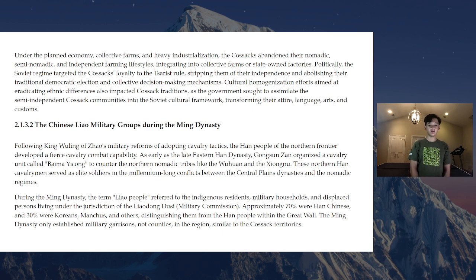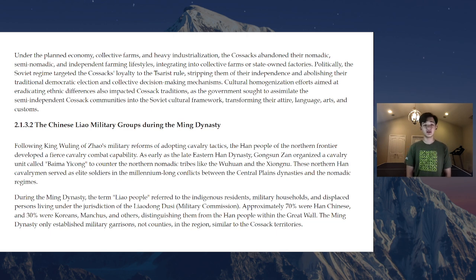Now let's talk about the Chinese Liao military groups. So the Han people of the northern frontier developed a fierce cavalry combat capability. As early as the Eastern Han Dynasty, they organized a cavalry unit called the Baima Yicong to counter the northern nomadic tribes like the Wuhuan and the Xiongnu.